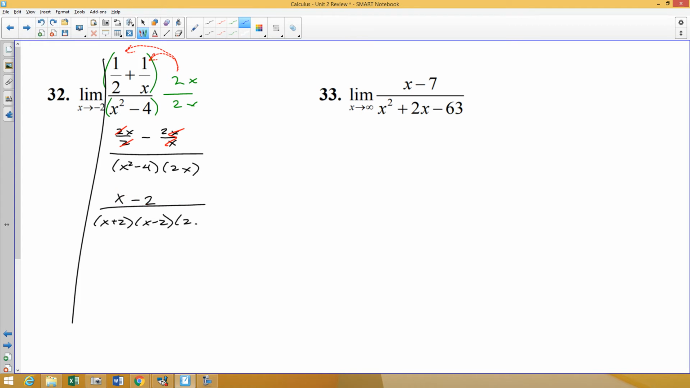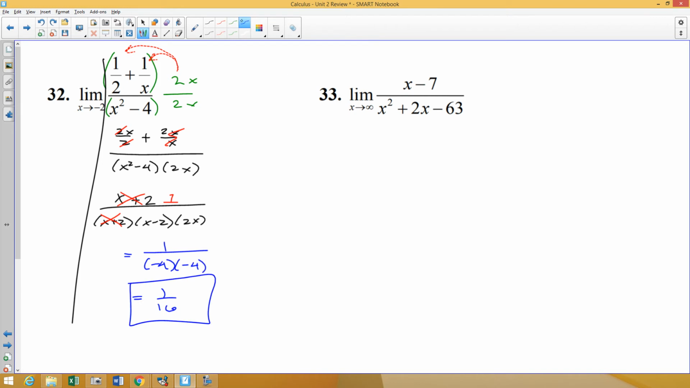Actually, I'll leave all of that. I do need to change this minus to a plus. Now when I cancel, I'll cancel the x plus 2's. Give me my one placeholder. And now I'll plug in negative 2. So I have 1 over negative 2 minus 2 is negative 4. 2 times negative 2 is negative 4, which is 1 over 16. There we go. Whoops.